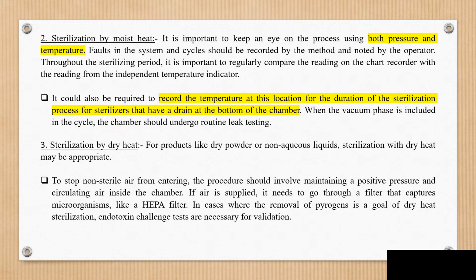Now, sterilization by dry heat. In this, a large number of HEPA filters are being used, and this type of sterilization is done for dry powders or non-aqueous liquids where there is no moisture involved. Several different types of HEPA filters, high efficiency particulate air filters, are needed in order to filter or capture the different types of microorganisms.